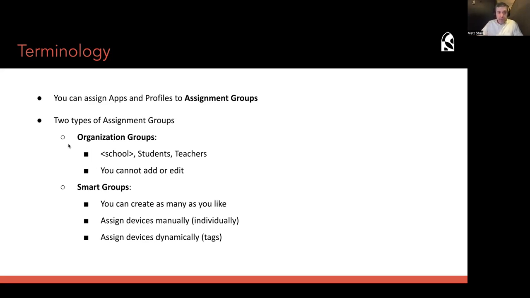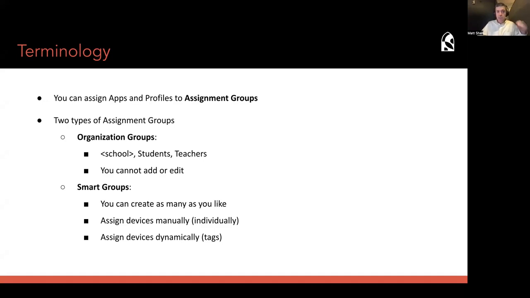And there's 2 types of assignment groups. There's organization groups and smart groups. The organization groups are already created. You can't modify those. And typically you'll have 3. One, which is the top level of your school name, and that'll include all the iPads at your school.